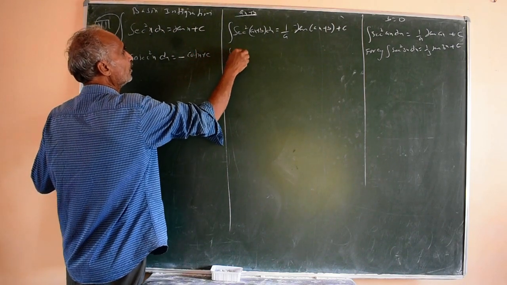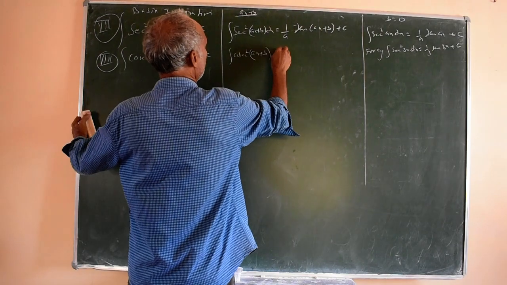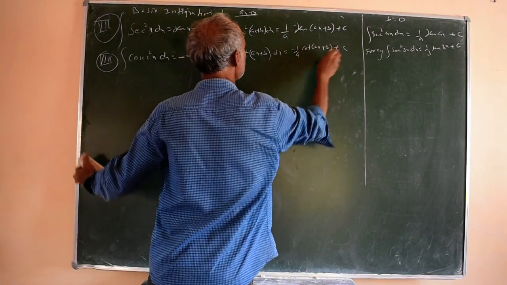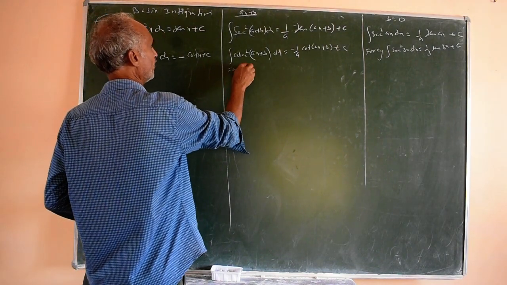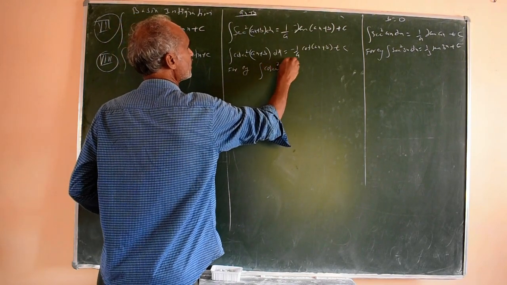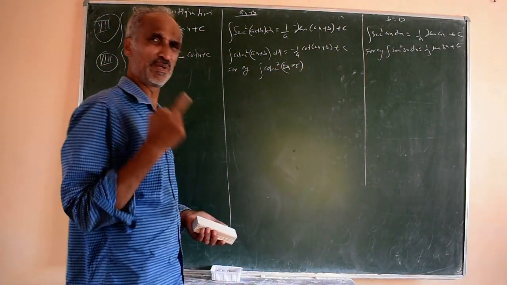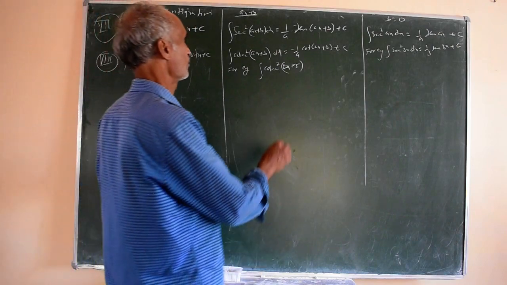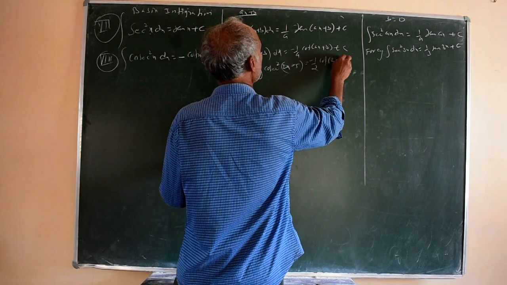Integration of cosec square (ax plus b) dx is equal to minus 1 by a cot(ax plus b) plus c. For example, integration of cosec square (2x plus 5), or even 2x minus 5. If minus is there, b is negative. B may be a positive or negative constant, and a is also a positive or negative constant. Here a is 2, so it equals minus 1 by 2 cot(2x minus 5) plus c.